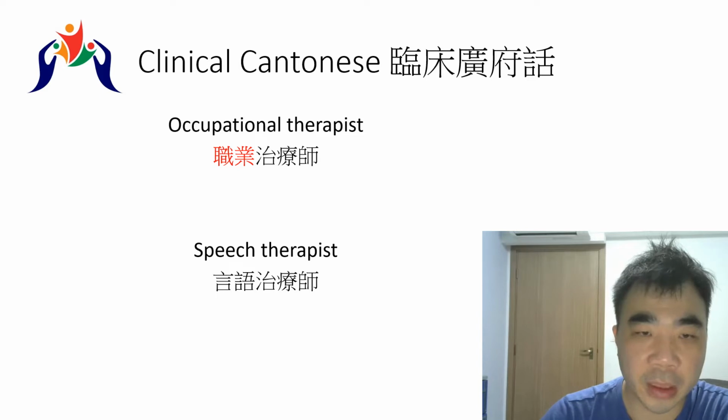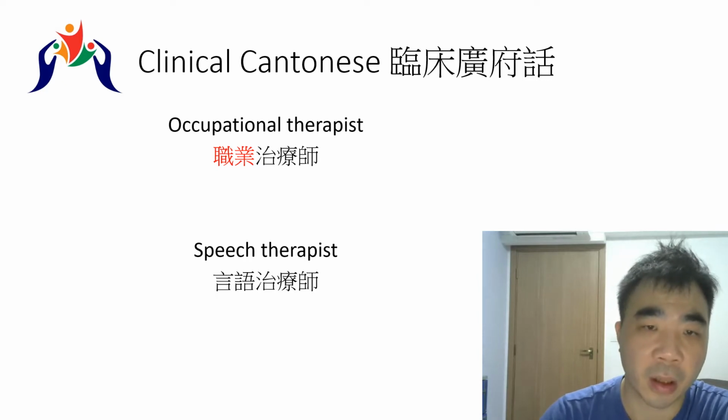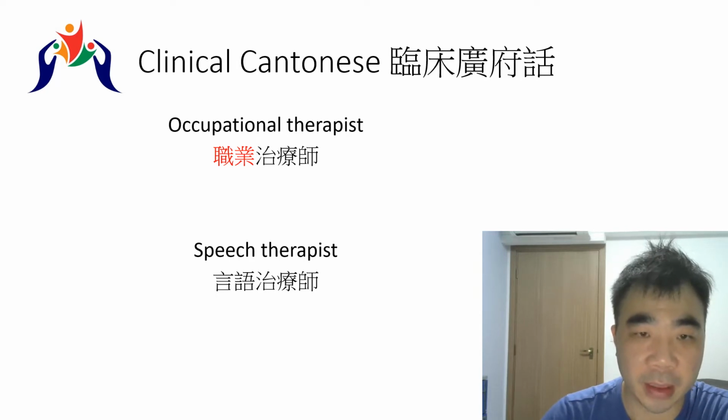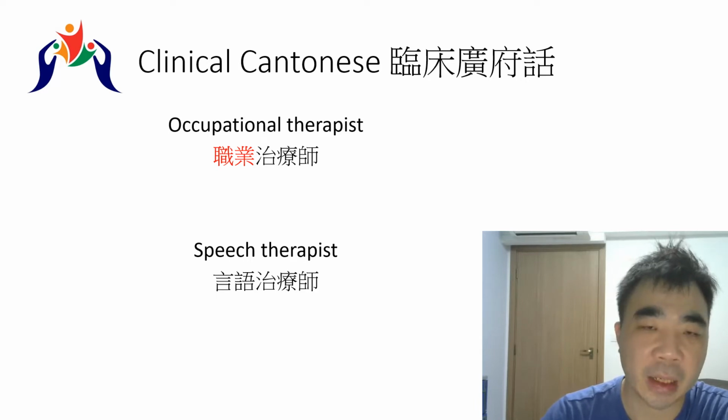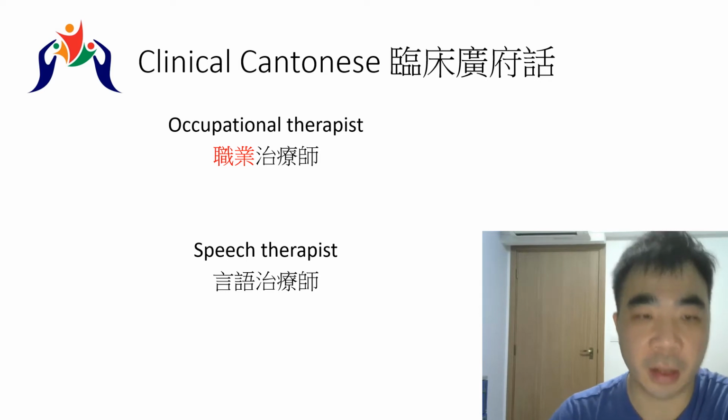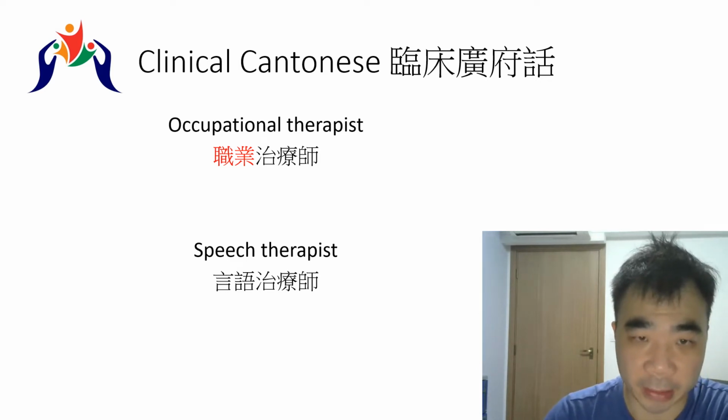I would also like to introduce our close colleagues who are also allied health professionals. Occupational therapy. They treat the functional impairments and disability of a patient. They teach you how to use rehab aids and different tools to ensure you can resume your daily activities or your work after injury. Occupational therapy we say in Cantonese 職業治療師, 職業治療師.